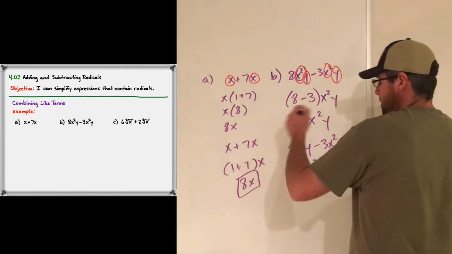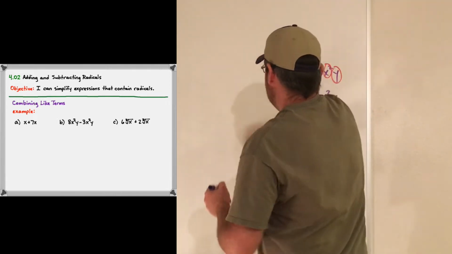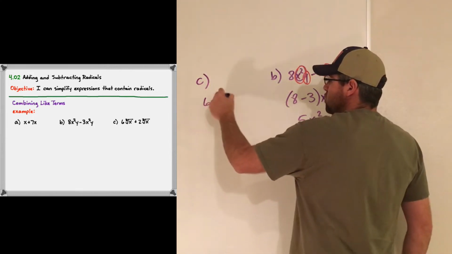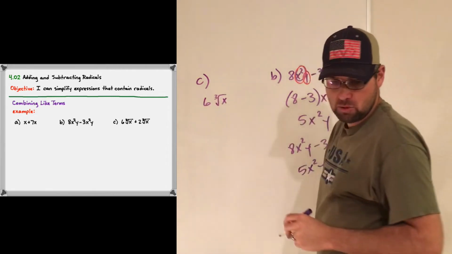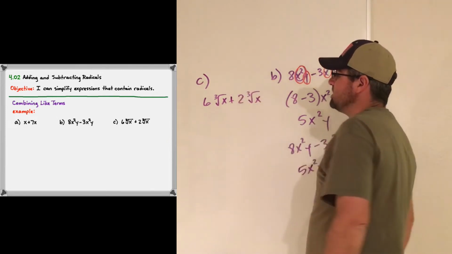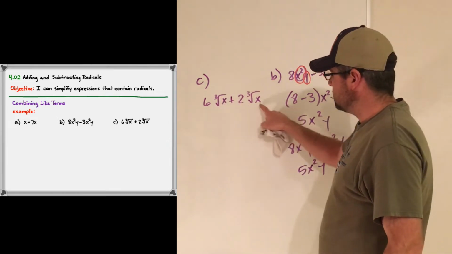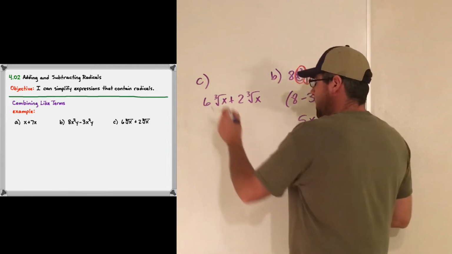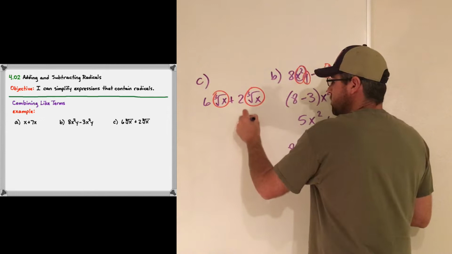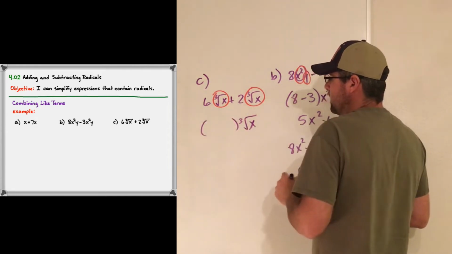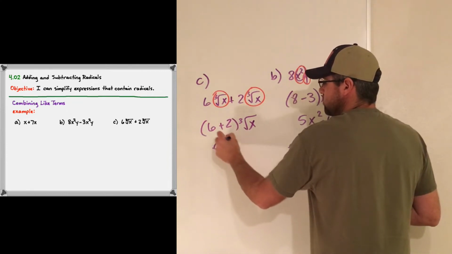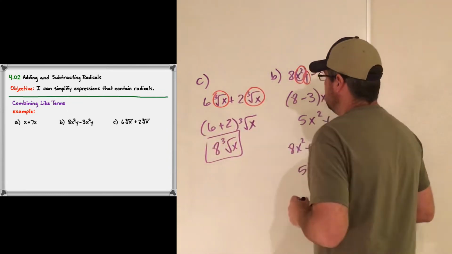For C, we have 6, and this is the cube root of x. We'll talk about cube roots later on. But the point is just to see like terms. So we can see that this has a cube root of x, and so does this have a cube root of x. So I can identify those as the GCF and say the cube root of x is taken out, and what's left over is the 6 and the 2. So what do I have? I have 8 cube root of x, and that is my answer there.